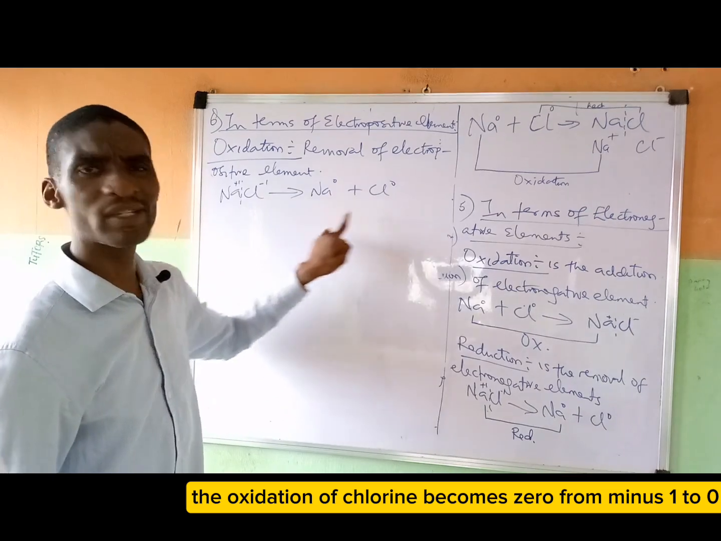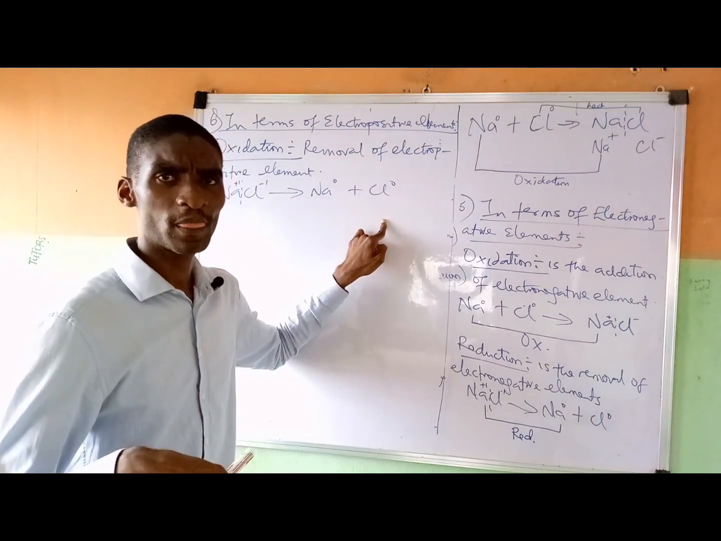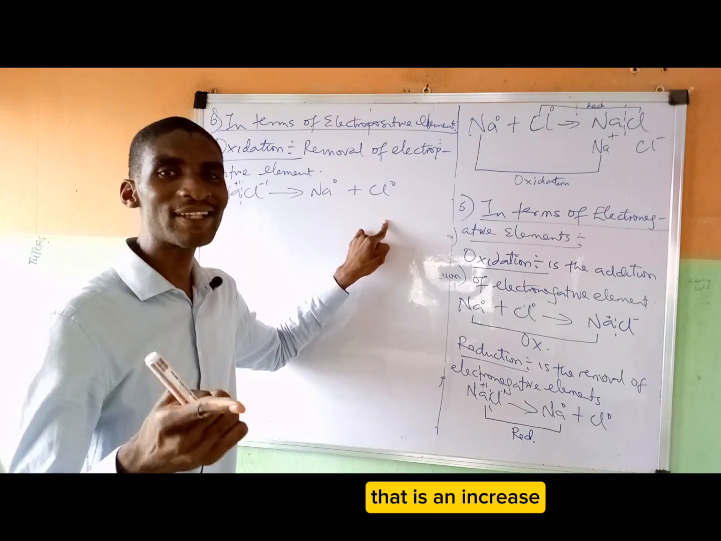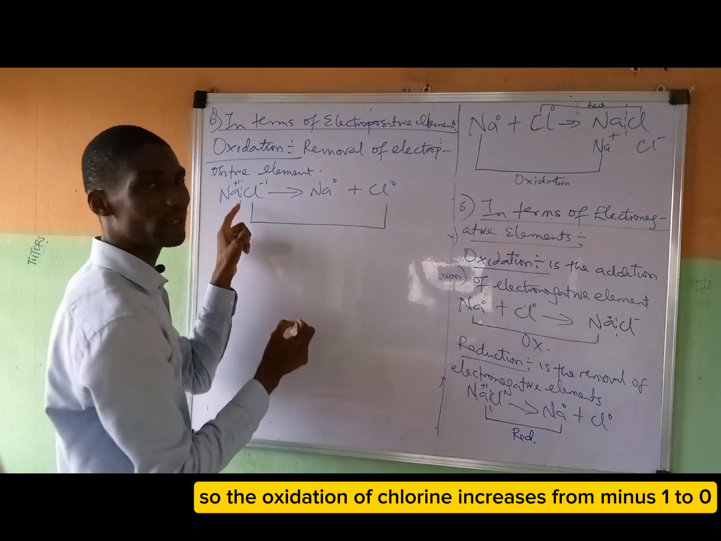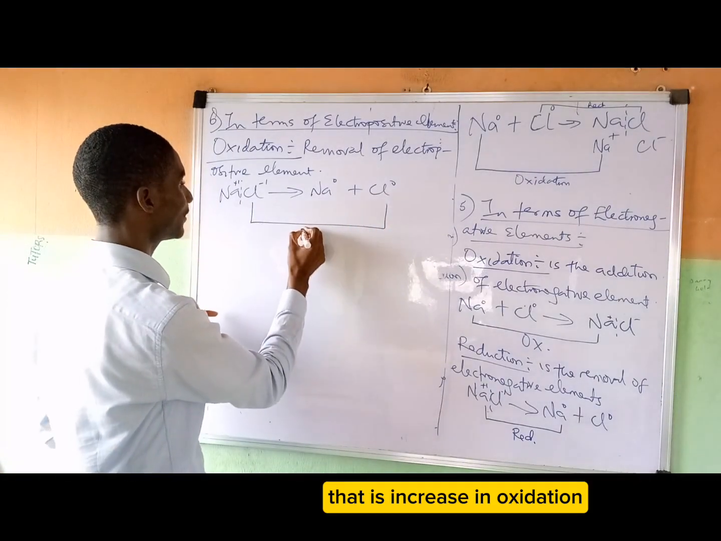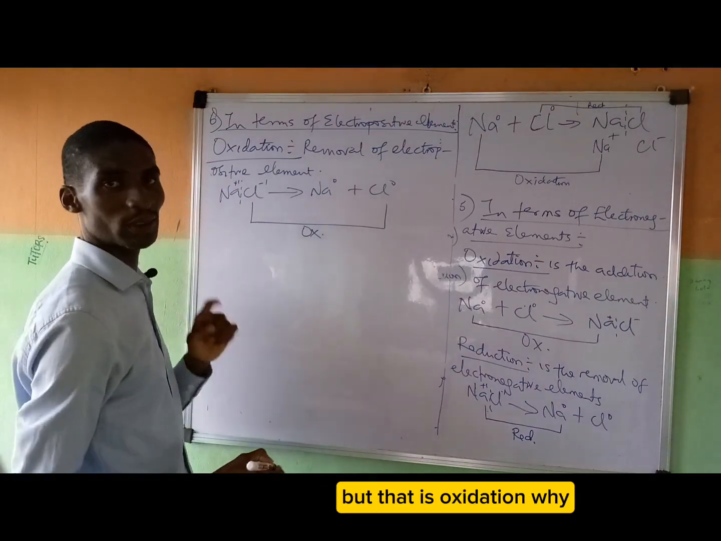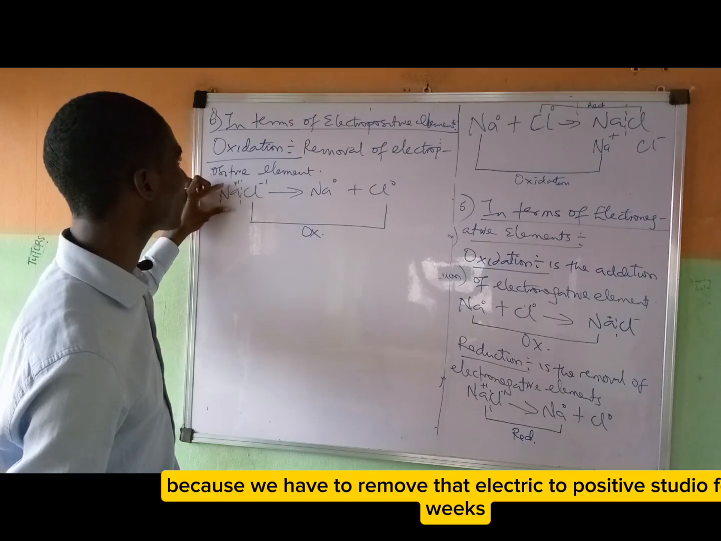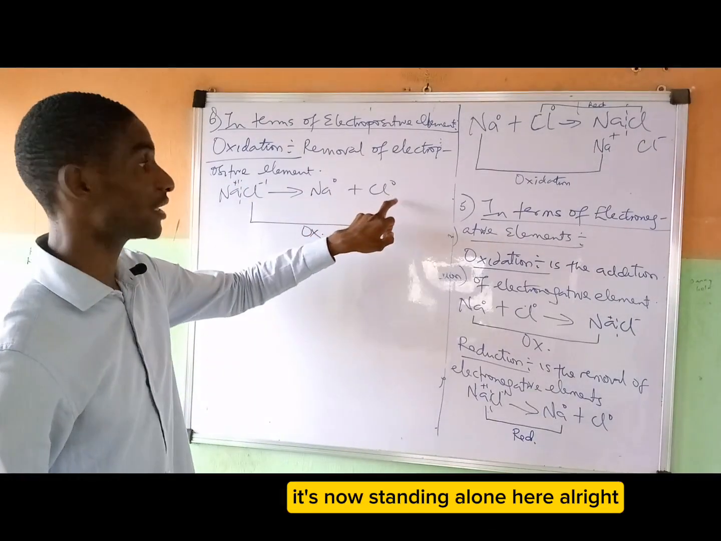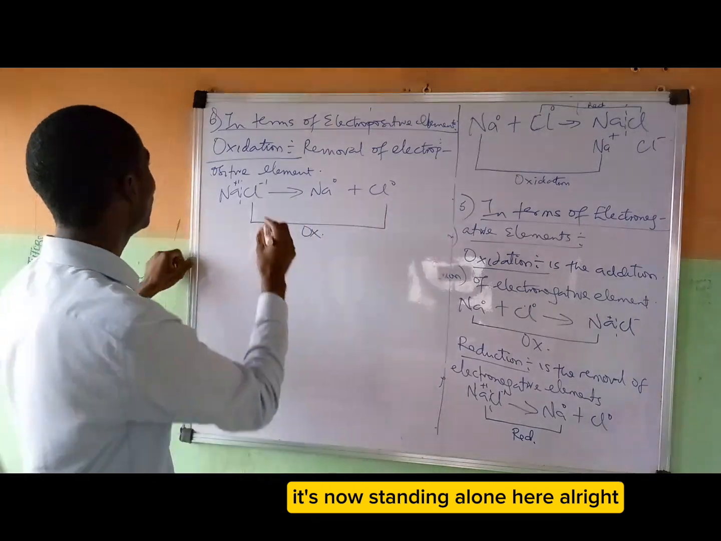From -1 to 0, is that an increase or a decrease? Yes, you are right. That is an increase. So the oxidation number of chlorine increases from -1 to 0. That is increase in oxidation number, and that is oxidation. Why? Because we had removed an electropositive sodium from it. It's now standing alone here. Alright?